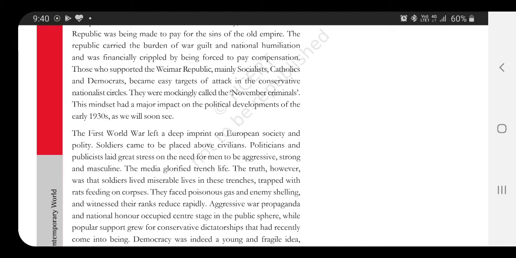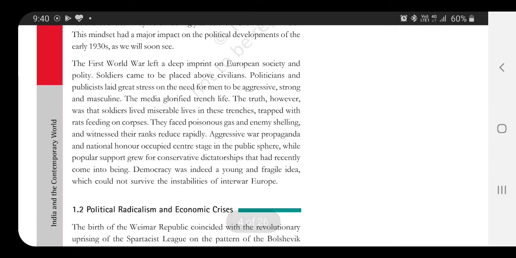They were made fun of by the people, those who believed in old institutions, who are called conservatives. The First World War changed the political system. It changed the very psychology of people, because it left a very deep imprint on their thinking and mindset. What we came to realize is that the life of a soldier came to be placed upon a civilian's life. Trench life was glorified, though in reality it was a very difficult life for the soldiers. They had to live near dead bodies, with rats feeding upon them.